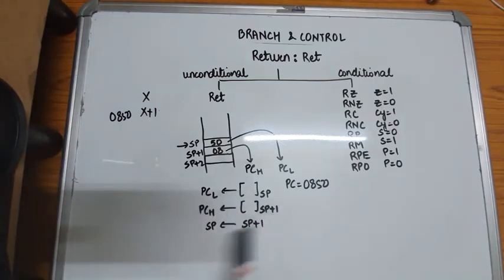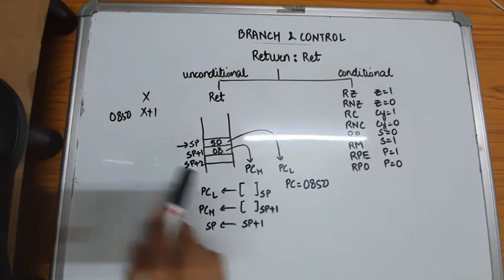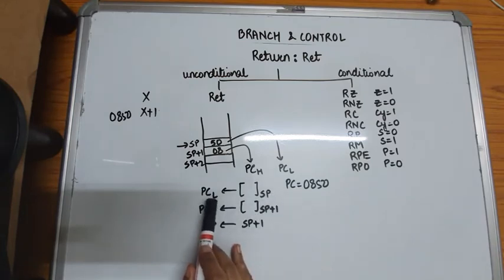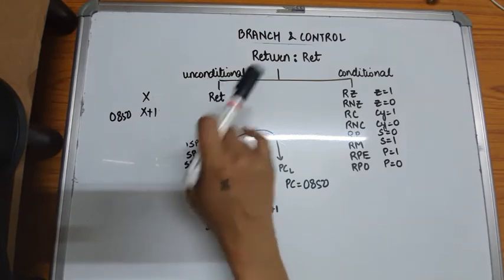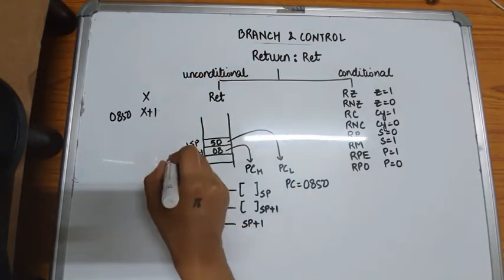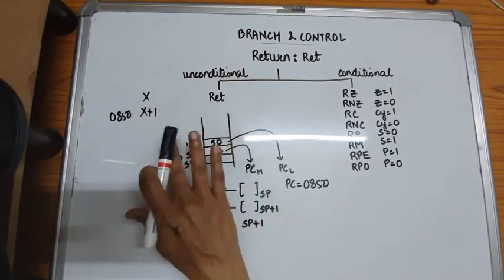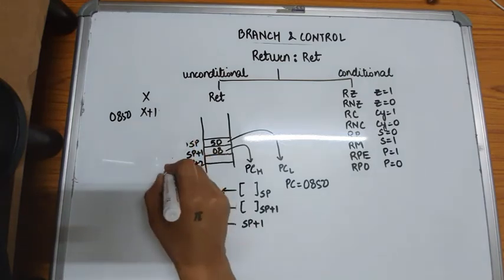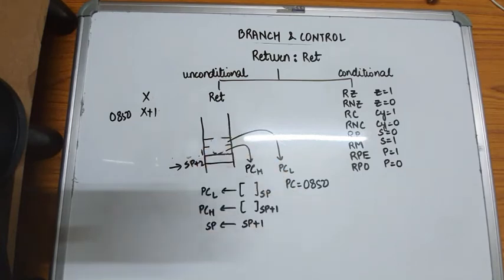I have written it in symbolic form. Whenever RET is executed, the content of SP is brought into PCL, is written into PCL. When SP plus 1 is brought, 50 is popped out, and the stack pointer now points to SP plus 1. SP plus 1 is brought into PCH. Both of them are popped, and now the stack pointer will be pointing to SP plus 2. This will be removed from here. This is how RET is executed.